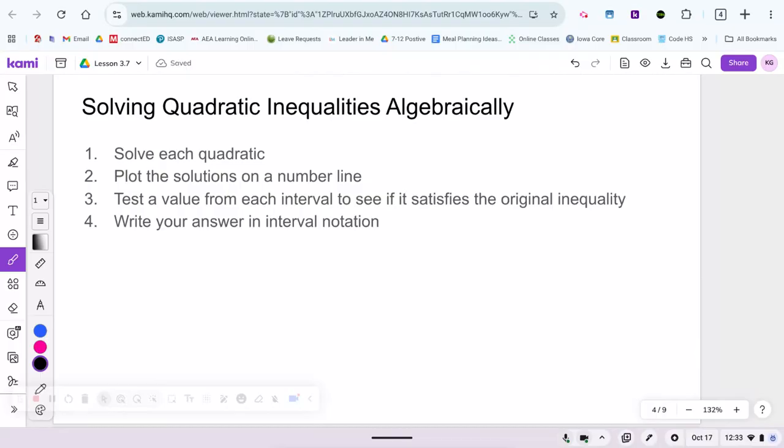Also, we're going to be solving quadratic inequalities algebraically. So we're going to solve each quadratic, remember, by either factoring, quadratic formula, or complete the square. We're going to plot our solutions on a number line, test a value from each interval to see if it satisfies that original inequality, and then finally write our answer in interval notation.